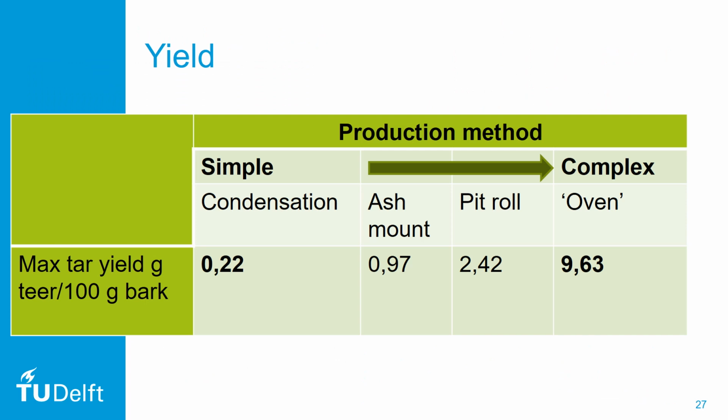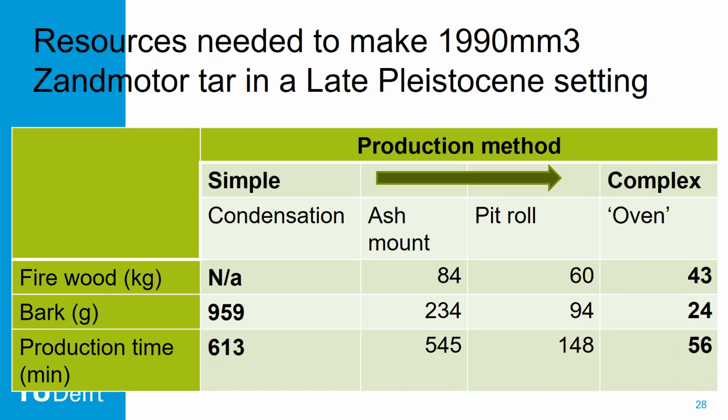Okay, so after we successfully recreated these production methods, we analyzed the yield and the investment per method. And we found that the most complex method to make tar, the oven structure, also produced the most tar per 100 grams bark. So don't worry too much about reading everything in detail. Concentrate on, let's say, the extremes for now. And you see that the difference is major here.